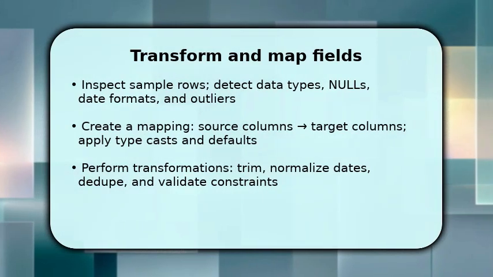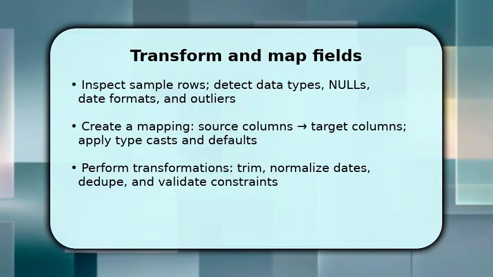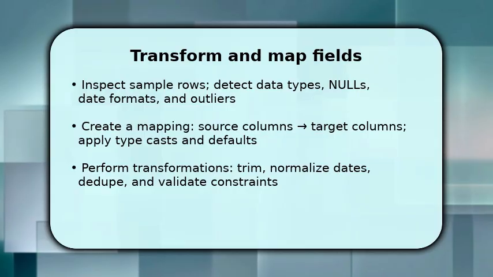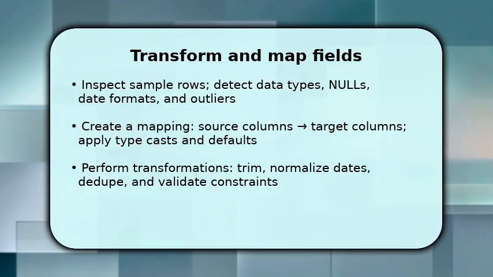You now transform and map. Load a sample set and inspect types, null, and date formats to avoid surprises. Create an explicit mapping from source columns to target columns and decide typecasts or default values.